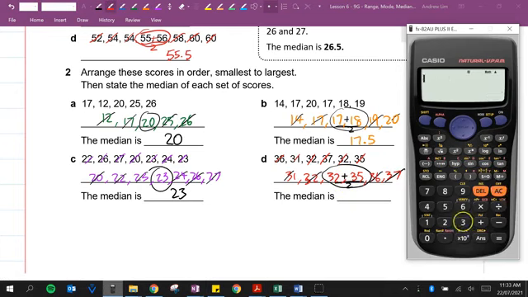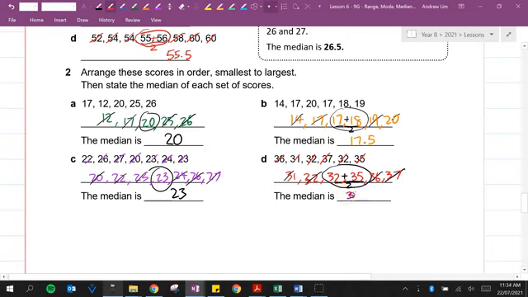So we've got 32 plus 35 over 2. S to D button, 33.5. Okay.